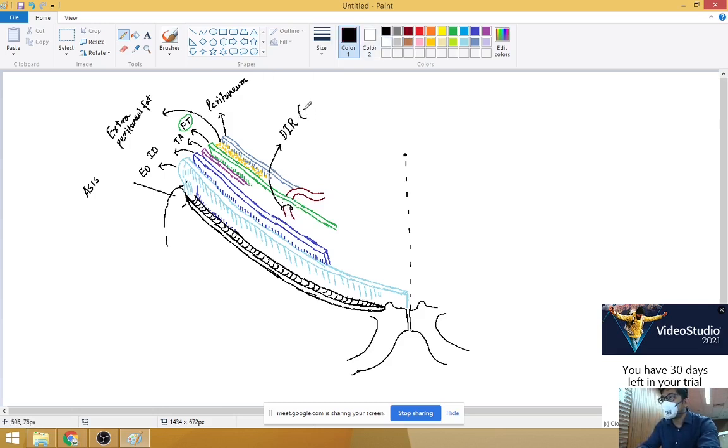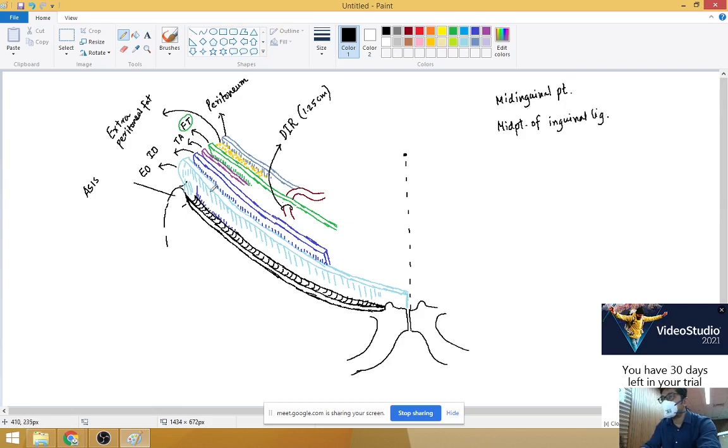It is located 1.25 centimeter above the mid-inguinal point. Now here you have to understand two terms. First is mid-inguinal point and another one is the midpoint of inguinal ligament.